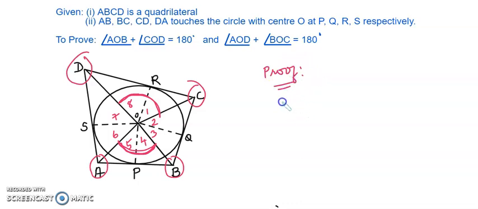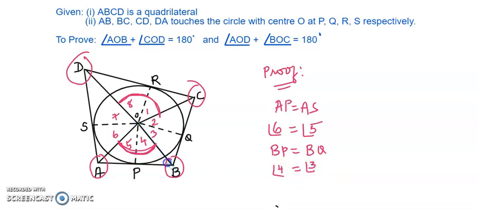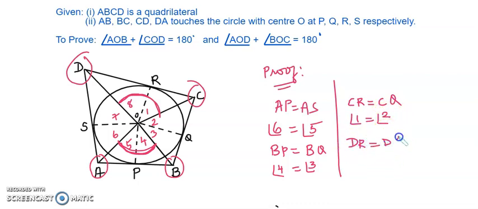First start with the tangents from point A. So it's AP equals AS. Which two angles are equal? Angle 6 equals angle 5, right? Then the tangents from B, that is BP equals BQ. Which two angles are equal then? It's angle 4 and angle 3. You can look at the line joining OB, the angles on either side. Similarly, CR is equal to CQ, so angle 1 equals angle 2. The next is DR equals DS, so angle 7 equals angle 8.